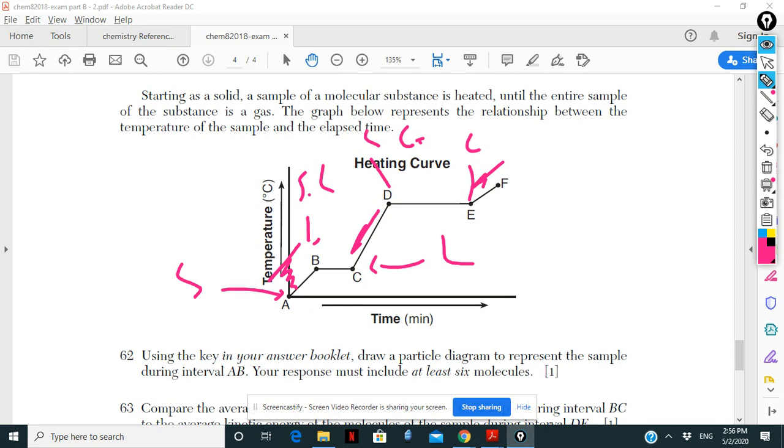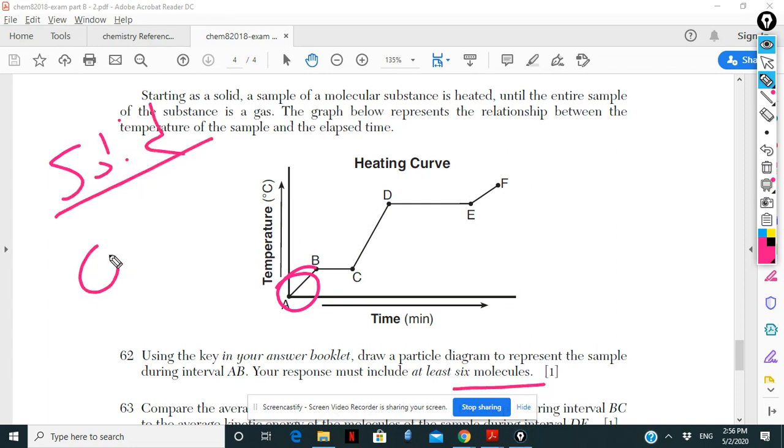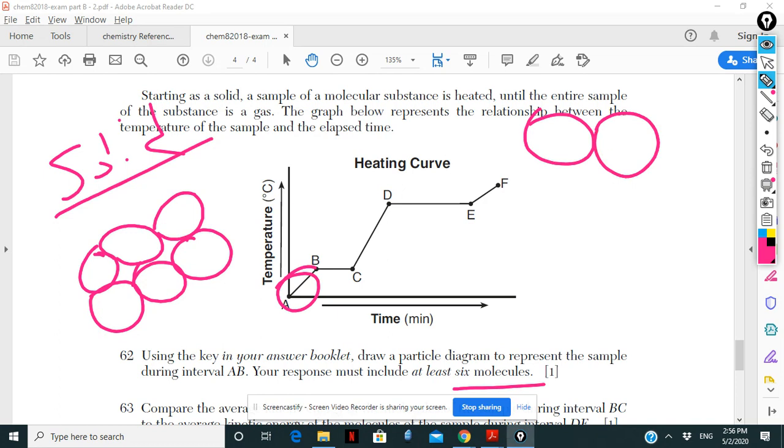Now what he's asking: using the key in your answer booklet, draw a particle diagram representing the sample in the interval AB. So he wanted the interval AB, which means it's solid. And he said at least 6 molecules. In a solid, the molecules are connected in a crystal shape together, like that. Or I can make it like a pyramid, like that.